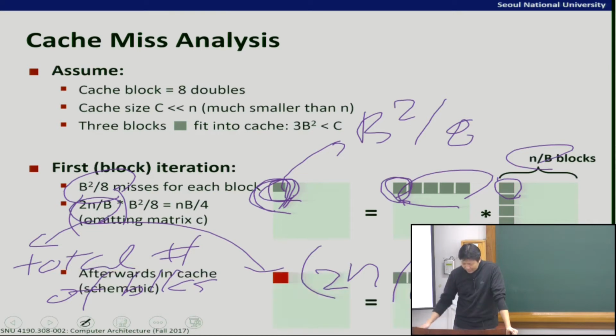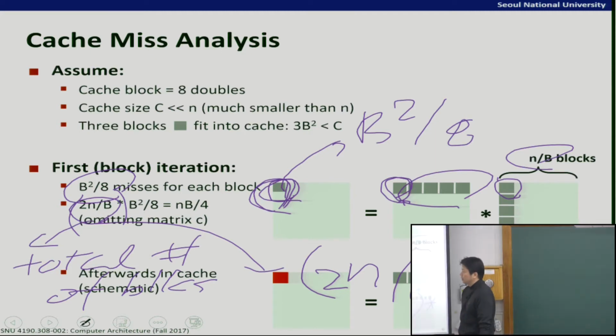So what will the cache look like? Afterward, once you finish executing this first iteration, the entire block of C will be placed in the cache. And also this last block will be in the cache. And also this last column will be in the cache, like the last block in the column will be in the cache. Okay?